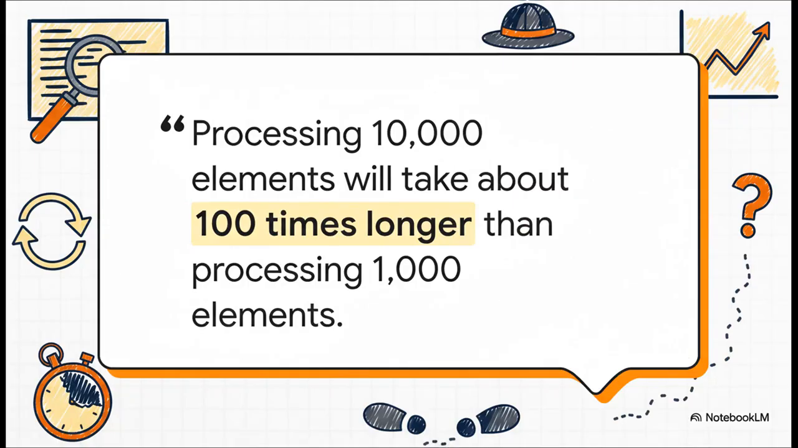To really get how bad O(n) squared is, just look at this quote. If you increase your input by a factor of 10, like going from 1,000 items to 10,000, the runtime doesn't just go up by 10. Oh no, it goes up by 10 squared. That's 100 times longer. The slowdown is just brutal, and it gets worse incredibly fast.